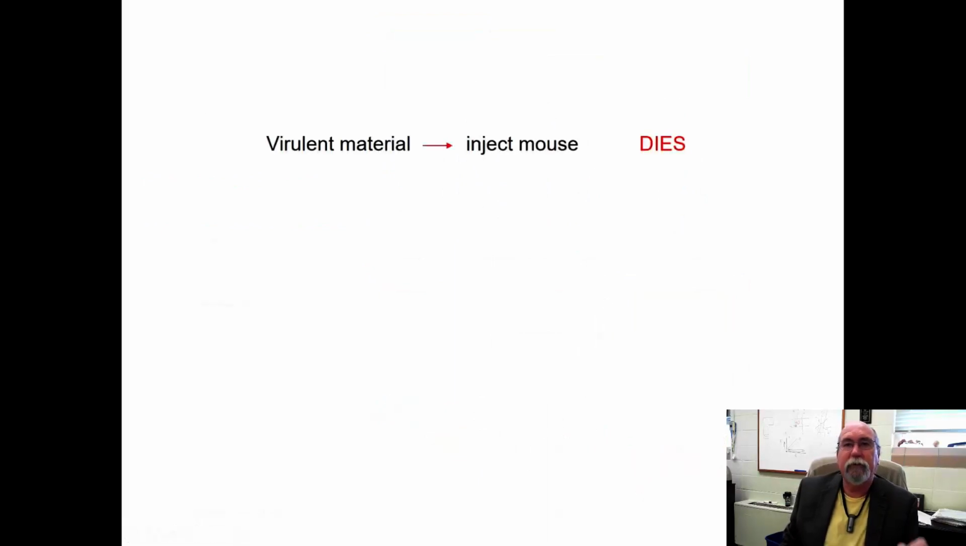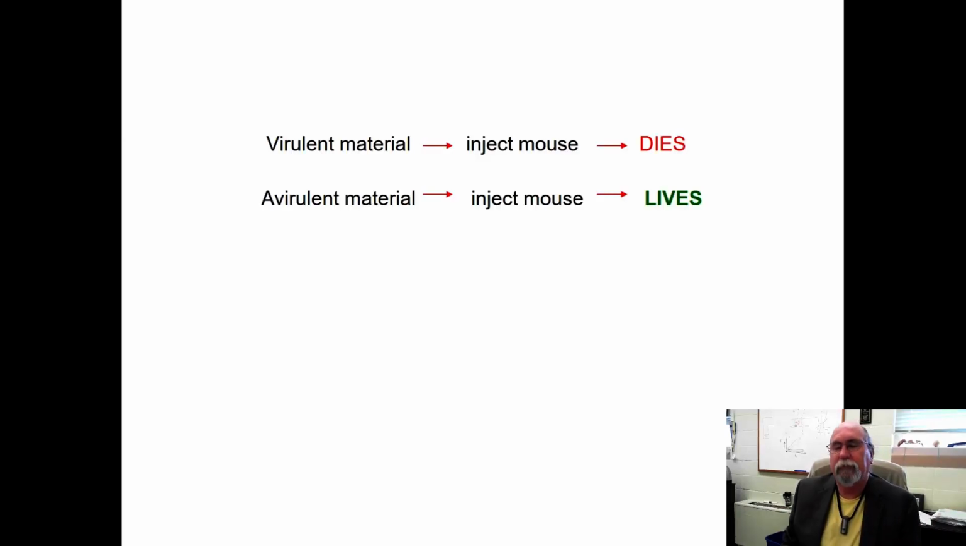So we've got this virulent material, the material that would kill you. You inject it into the mouse. As predicted, the mouse gets sick and dies, okay? You take the secondary control, the avirulent material, you inject it into a mouse, and it lives. So the avirulent material is living, okay, so living bacteria. You inject it, the mouse is able, its immune system is able to take care of it.